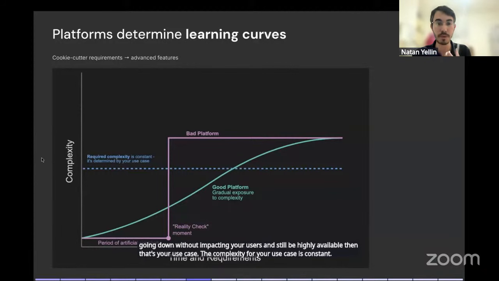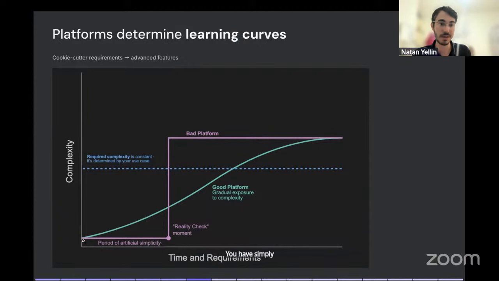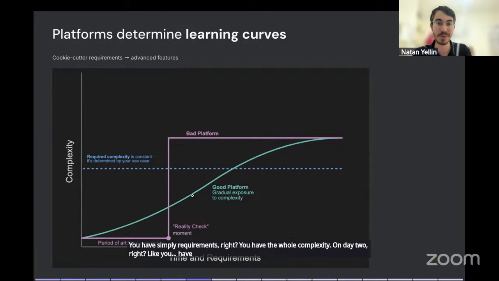So what is a good platform? All a good platform does is it takes you on a better journey, takes you on this curve of gradual exposure to complexity. So on day one, you have simpler requirements, right? You have little complexity. On day two, you have more complex requirements, so the complexity goes up. But it just takes you on a better journey.